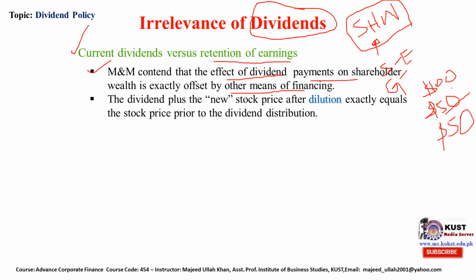It means the company pays a $50 dividend and afterward gets external financing of $50. So the payment's effect on shareholder wealth is exactly offset by another means of financing. That is their assumption: the dividend plus the new stock price after dilution exactly equals the stock price prior to the dividend distribution.